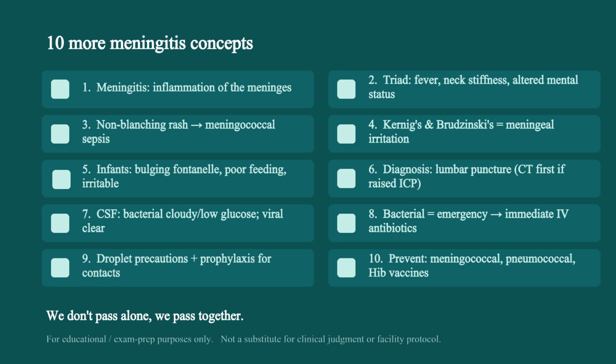Bacterial CSF is cloudy with low glucose. Viral CSF is clear with normal glucose. Bacterial meningitis is an emergency needing immediate IV antibiotics. Use droplet precautions and give prophylaxis to close contacts, and prevent it with meningococcal, pneumococcal, and Hib vaccines.